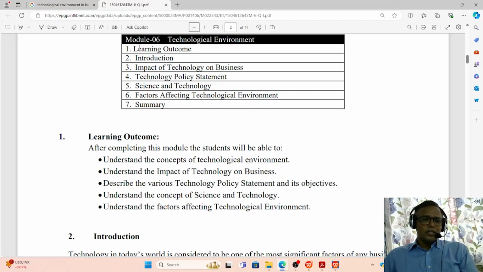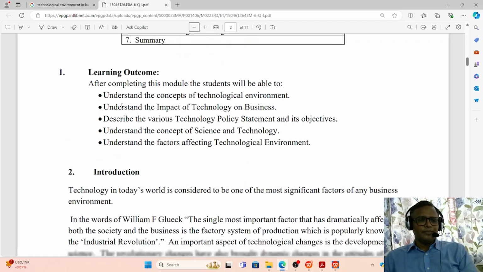So moving ahead, first we need to understand the outcome: what as a student you are able to get through this subject after this session. After completing this module, you will be able to understand the concepts of the technological environment and the impact of technology on business. You will be able to describe the various technology policy statements and their objectives. Then you will understand the concept of science and technology and the factors affecting the technological environment.